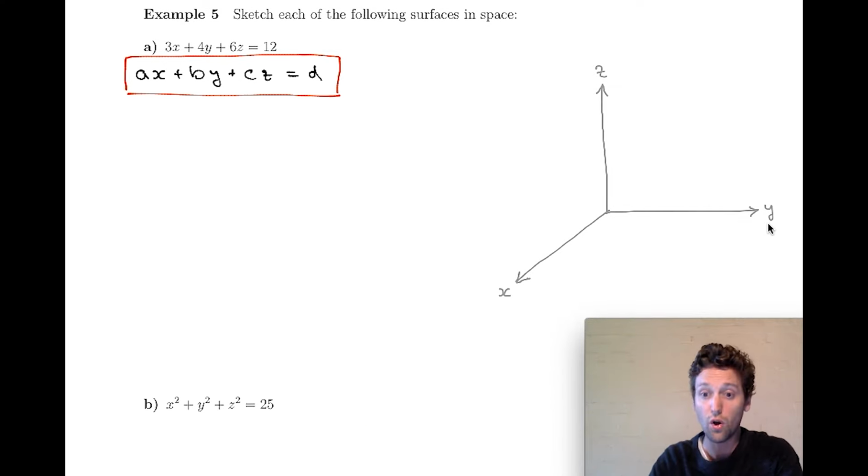Okay, so how do I draw what that plane looks like? Well, I know that any plane is going to be defined by any 3 points on that plane, as long as those 3 points aren't in a line, as long as they're not collinear. So all I need to draw this plane is to find 3 points on the plane. Now I could pick any 3 points as long as they satisfy the equation 3x plus 4y plus 6z equals 12. That is, I could pick values of x, y, and z and check to make sure that they fit the equation. If they do, I know it's on the plane.